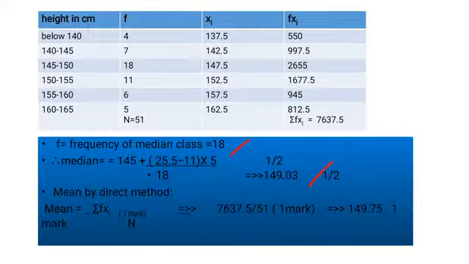So in the table we multiply f and xi, and the sum of fxi is 7637.5. Number of frequency is 51. When we divide 7637.5 by 51, we will get 149.75 as answer.